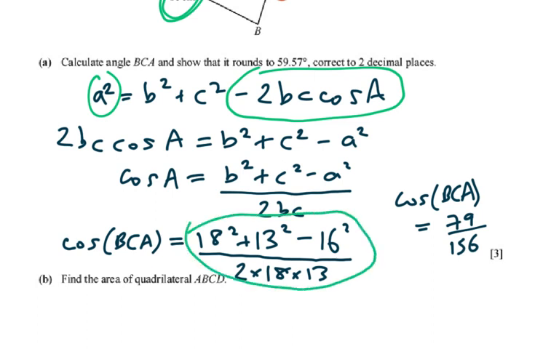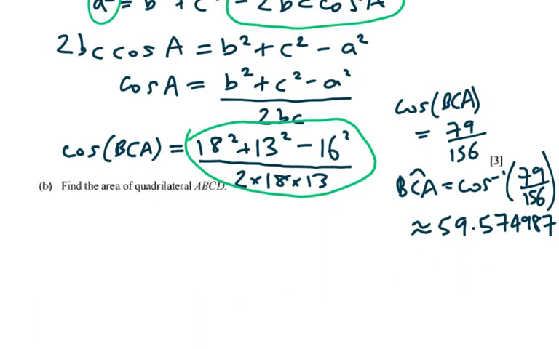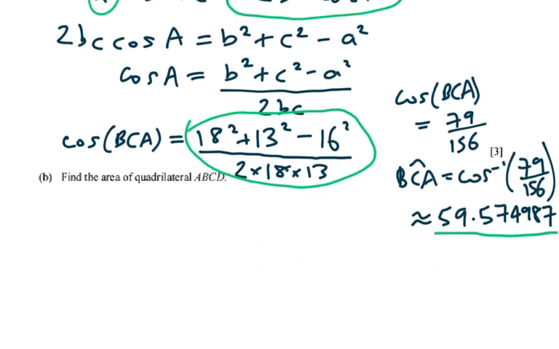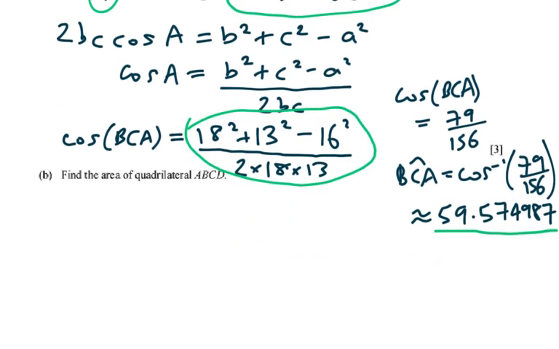If you evaluate all of that, and then find inverse cos of that, and we work out angle BCA, then we'll find that the angle is this. And I would put all of that in, keep it as many decimal places as possible, because then you can show that it rounds to 59.57. So then you could write again that it would round to 59.57 degrees as required. And then you've shown that that's true.